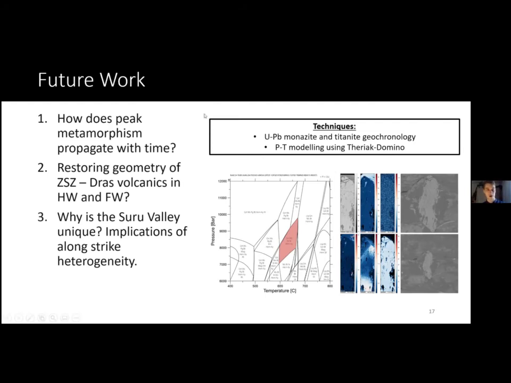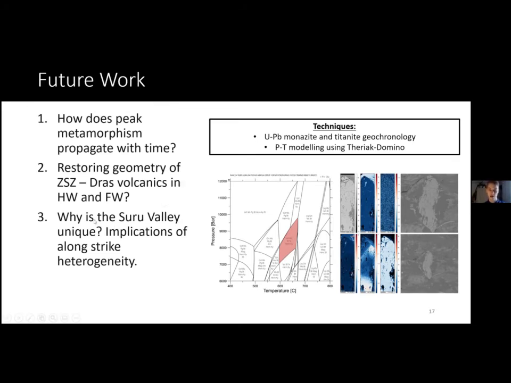So this leads us to some future work we are hoping to continue with for the project. Firstly, how does peak metamorphism propagate with time? So we're hoping to do some monazite and titanite geochronology and some PT modeling here. If we expect ages to young to the southwest, we will expect to see that as we move down the structural section away from the Zanskar Shear zone. Secondly would be, how do we restore the geometry of the Zanskar Shear zone so that we get the Dras volcanics on both the hanging wall and the footwall, and what implications does this have for the displacement?